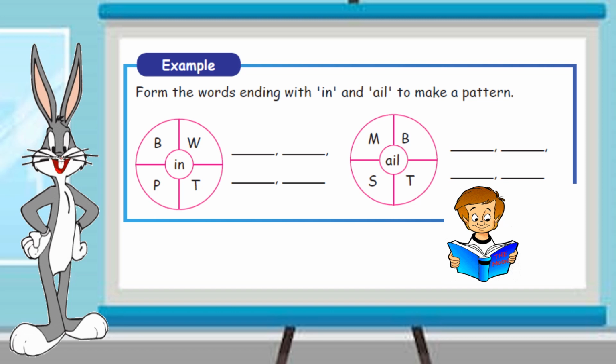See the example. Form the words ending with in and ail to make a pattern. So just you have to join. It's very easy for you. bin, win, pin, tin. Come to the next. ale, mail. So bail, then sail, then tail.